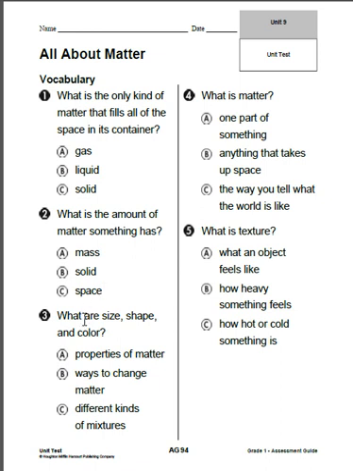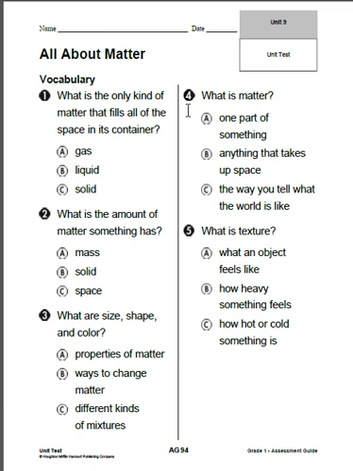Number 3 says, what are size, shape, and color? Are those A, properties of matter, B, ways to change matter, or C, different kinds of mixtures? If I were to talk about something's size, shape, or color, are those A, properties of matter, B, ways to change matter, or C, different kinds of mixtures?